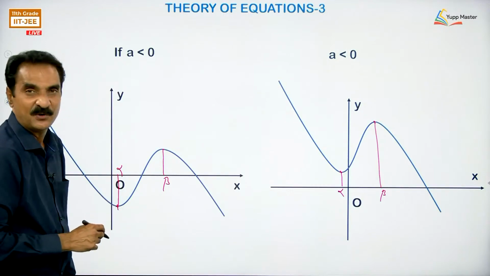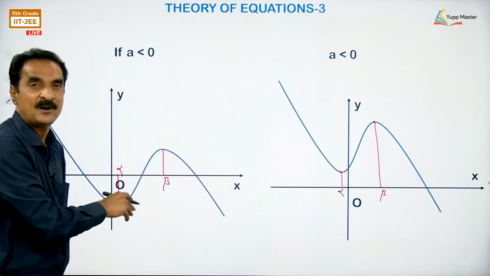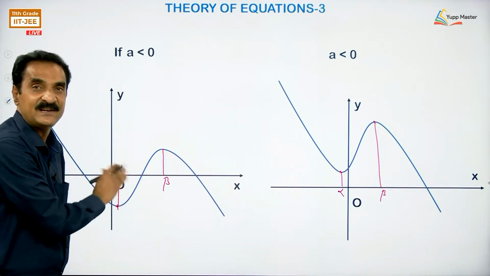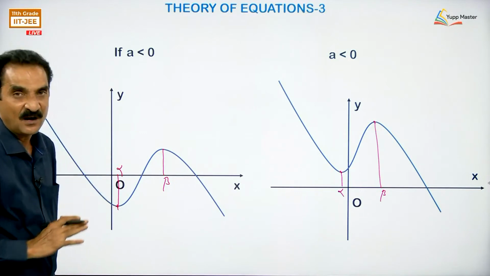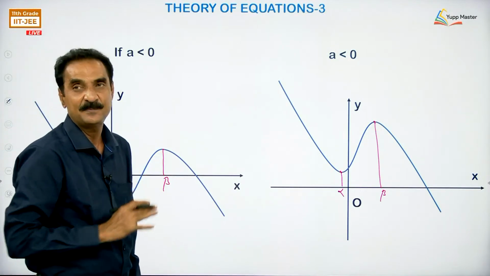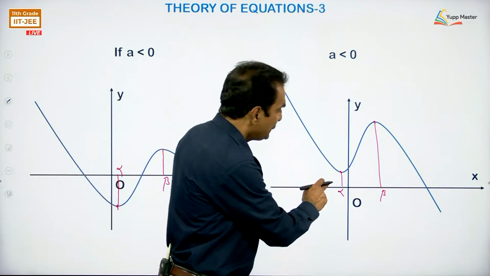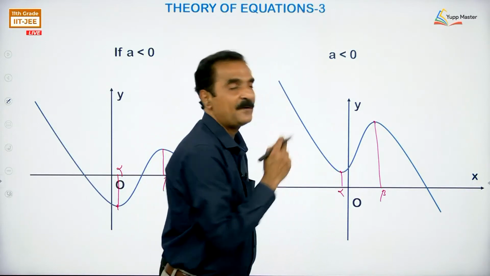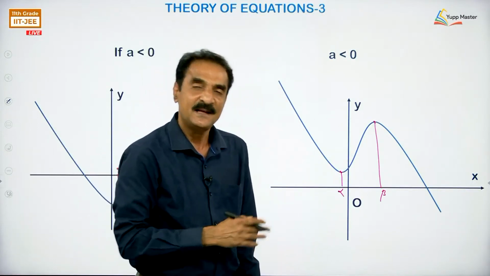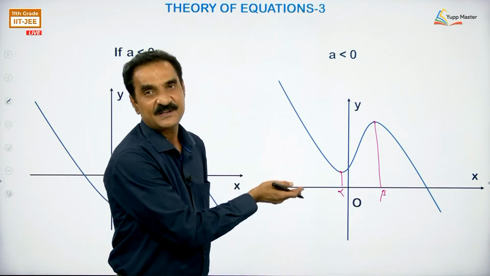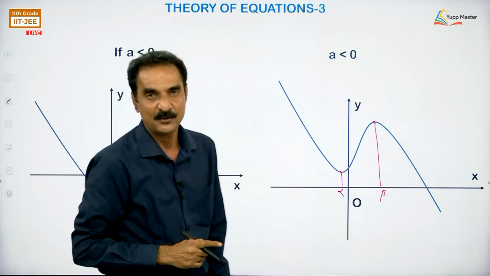Next, coming to the case when a is less than 0, here f of alpha is negative, f of beta is positive. So the minimum point and maximum point are on either side of the x-axis. In this case, the graph intersects the x-axis at 3 distinct points. And if you take this case, both f of alpha and f of beta are positive, then the graph is intersecting the x-axis at one real point only.